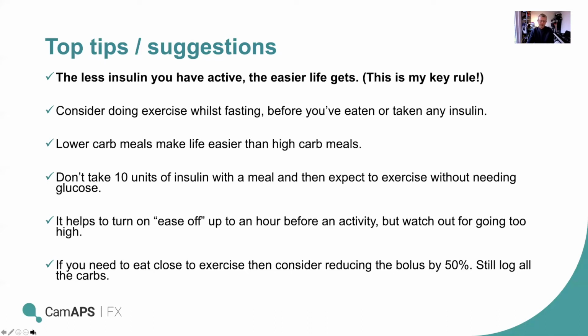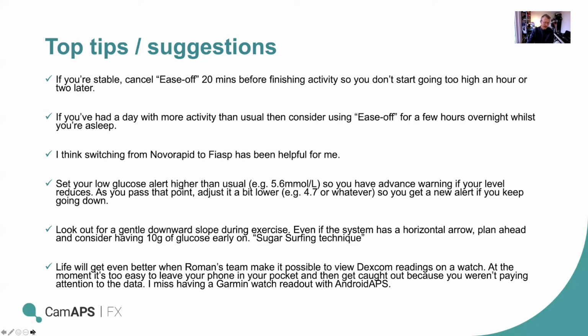So all the points on these slides, and everything that Helen has said as well, point to the same thing. Get your insulin on board as low as you can before you exercise, and ease off really helps with that. You just learn what the right timings are for you. On the next slide, we talk about cancelling ease off before you finish to avoid going too high later. For running, depending on what the graph was doing, I'd probably cancel ease off a mile or so before getting back home. For walking, maybe 20 minutes before I finished. You learn that based on what happens when you stop.